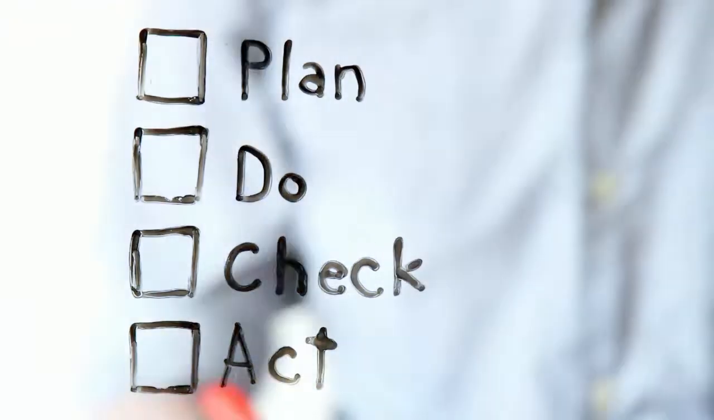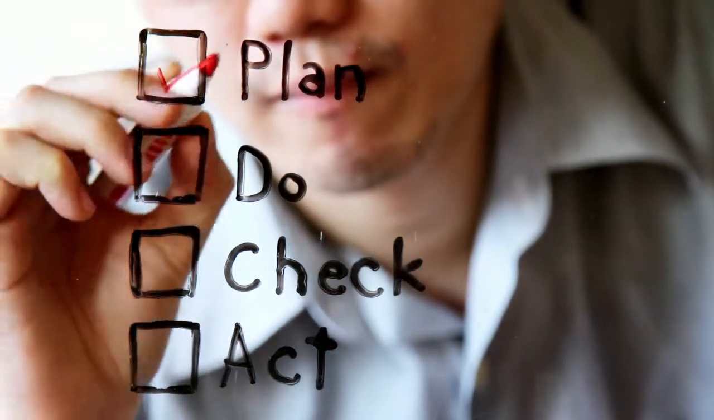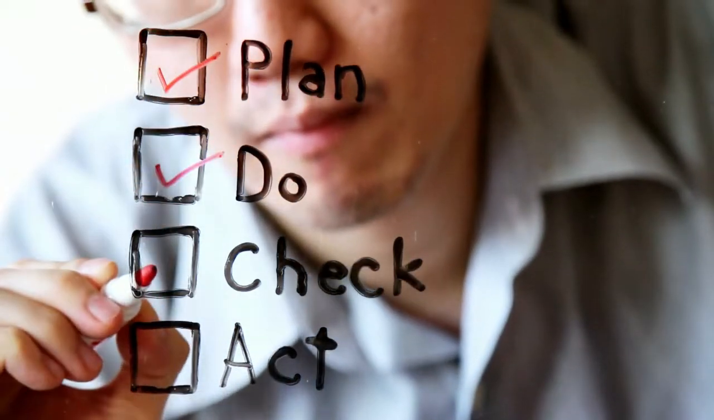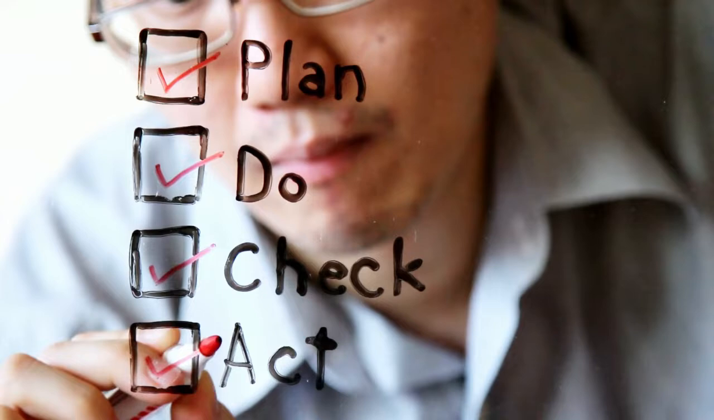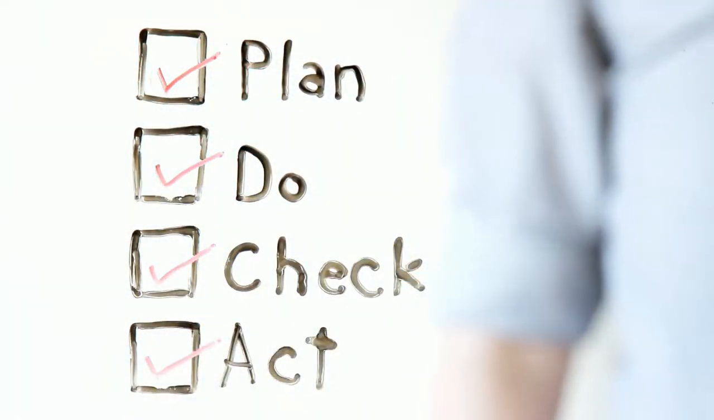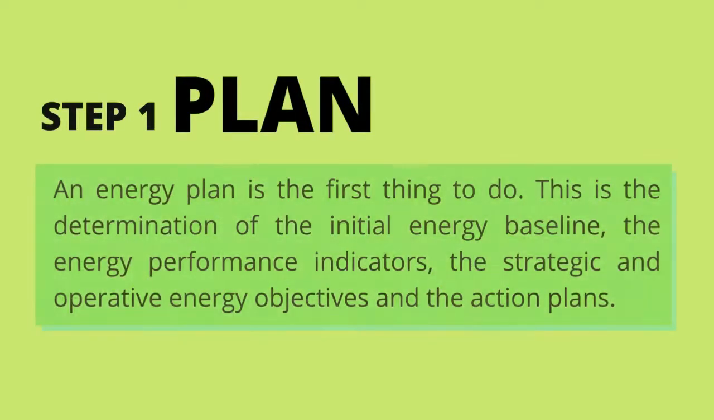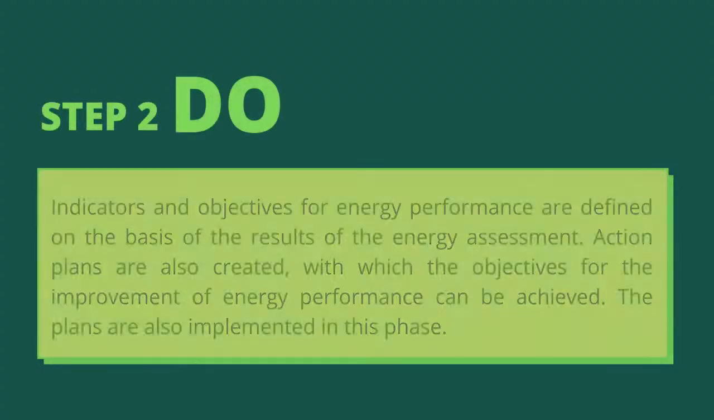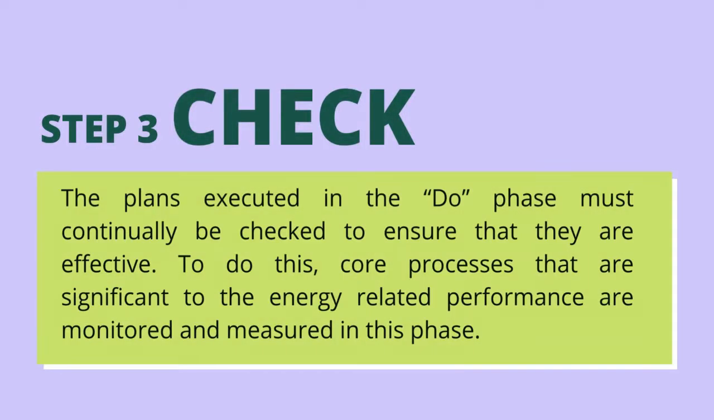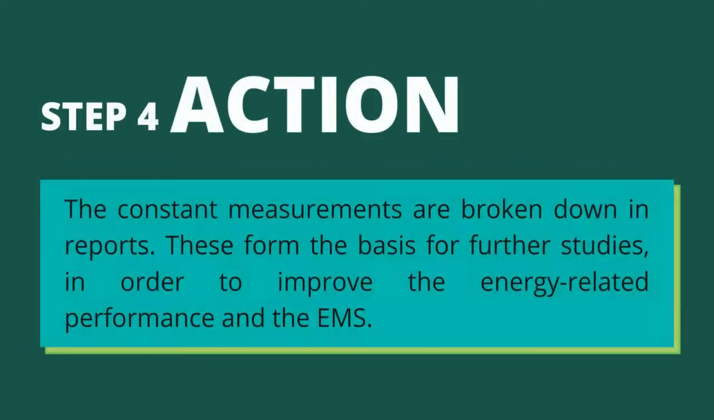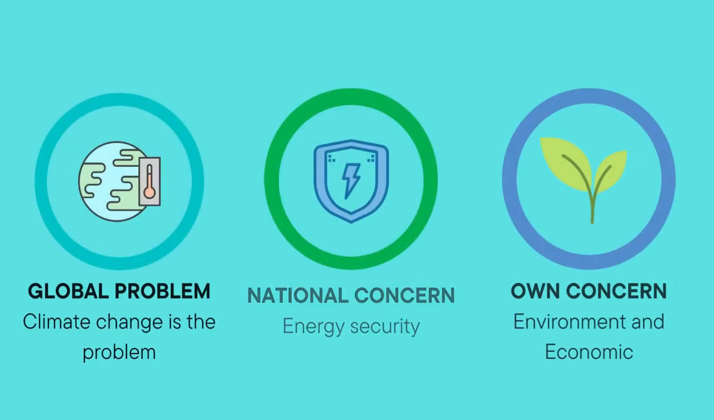The last step is performance review. We need to review performance of energy management using PDCA. PDCA is a method for improving processes and product continuously. PDCA refers to plan, do, check, and action.